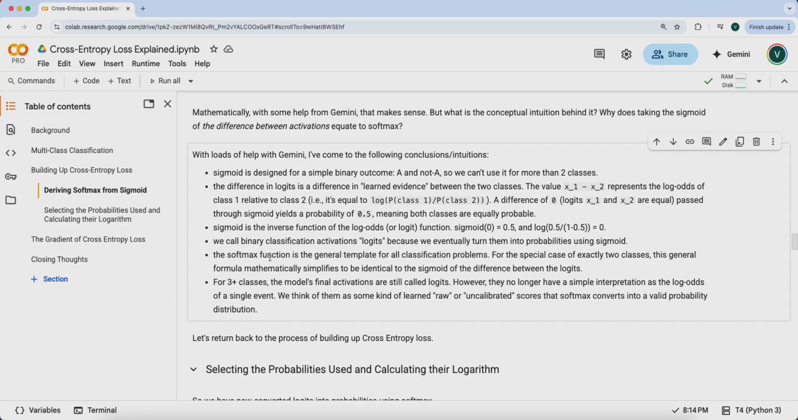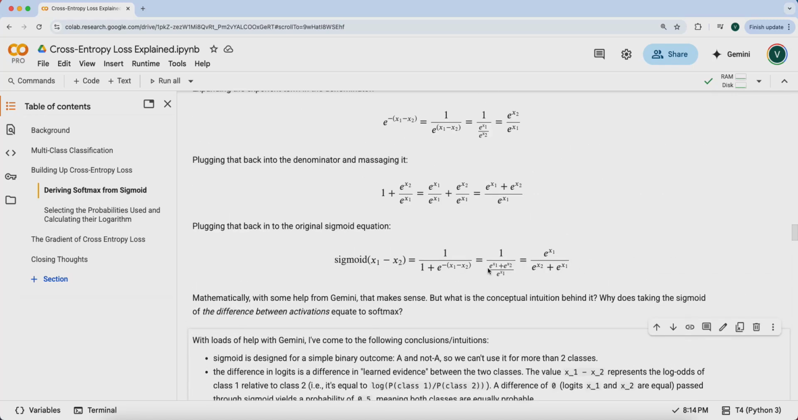The softmax function is the general template for all classification problems. For the special case of exactly two classes, this general formula mathematically simplifies to be identical to the sigmoid of the difference between the logits. So it's in this unique case of activation of class 1 minus activation of class 2, so this difference in activations, difference in logits, translating to the probability as the softmax function. This is only possible because we have binary classification.